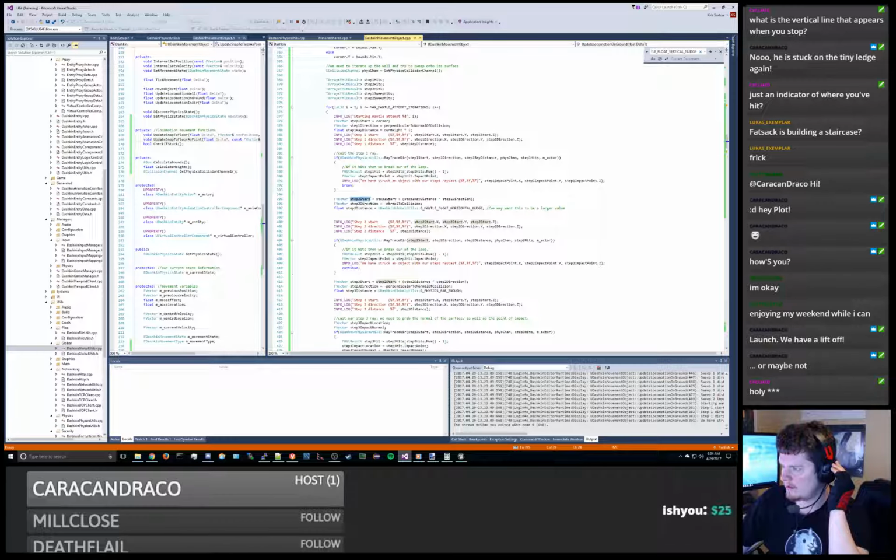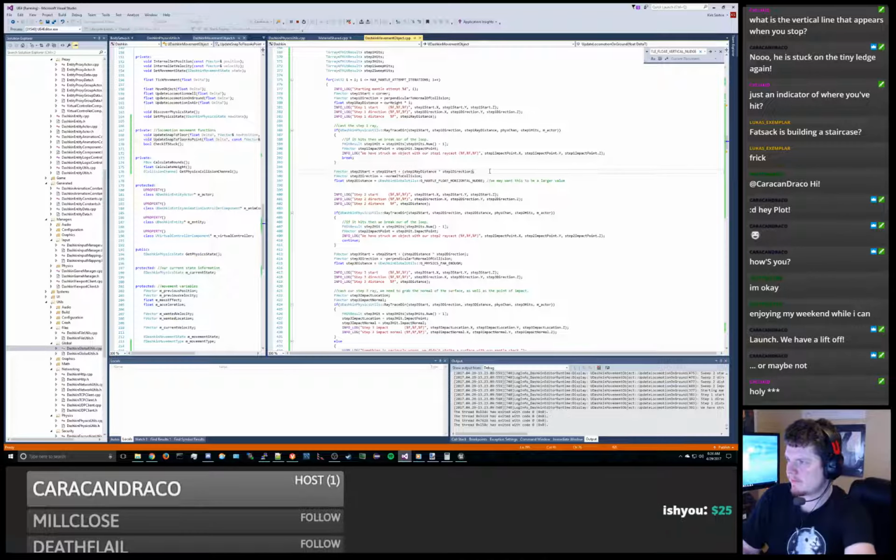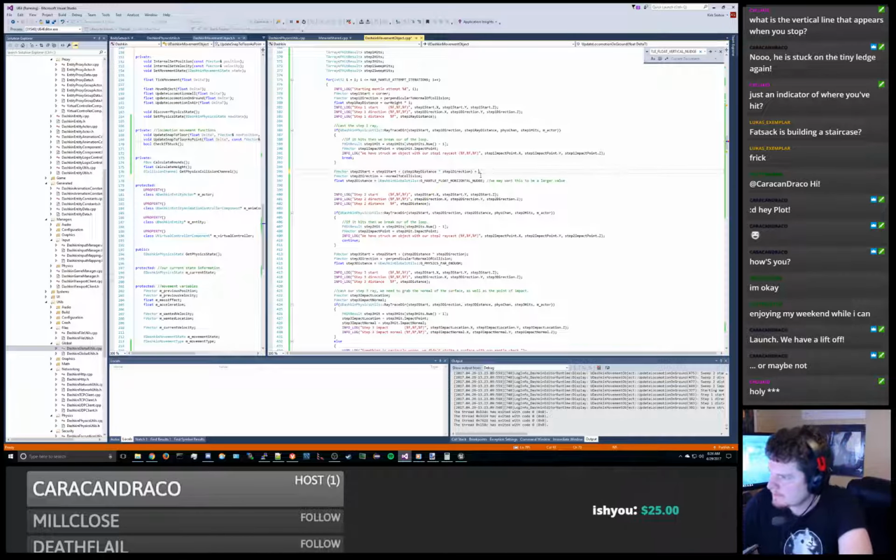from the wall. So we're going to basically take the normal to the collision, and we're going to add it to the step 2 start.